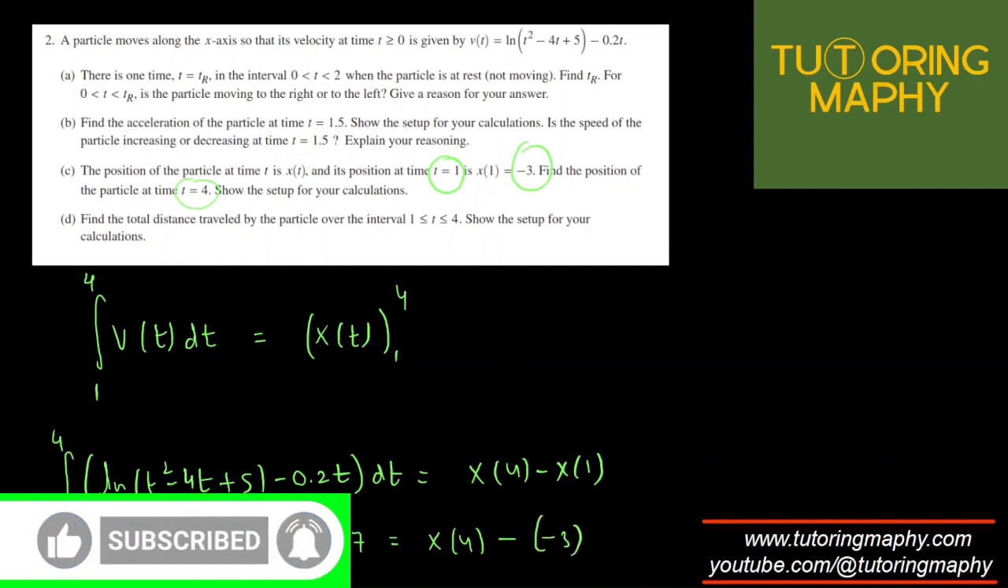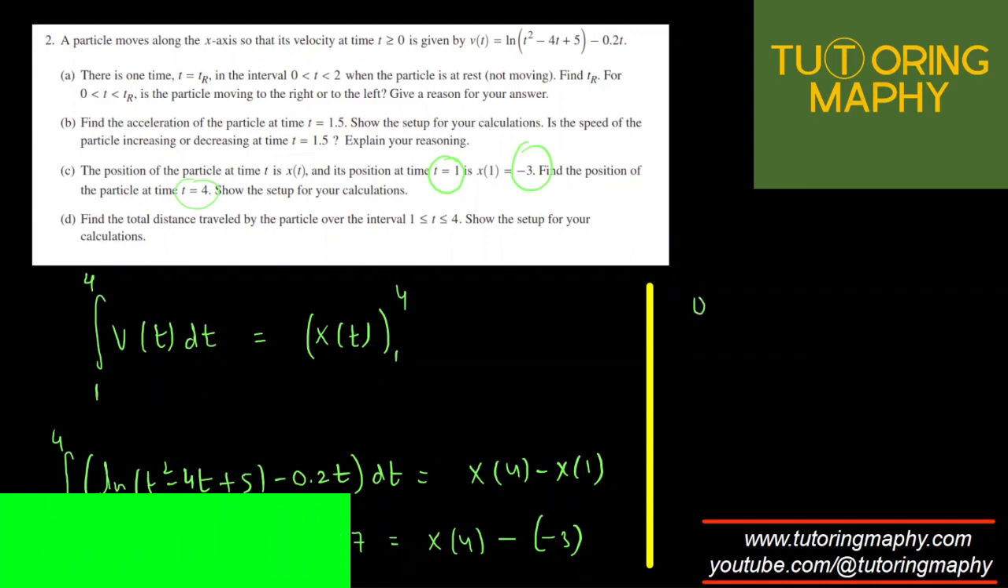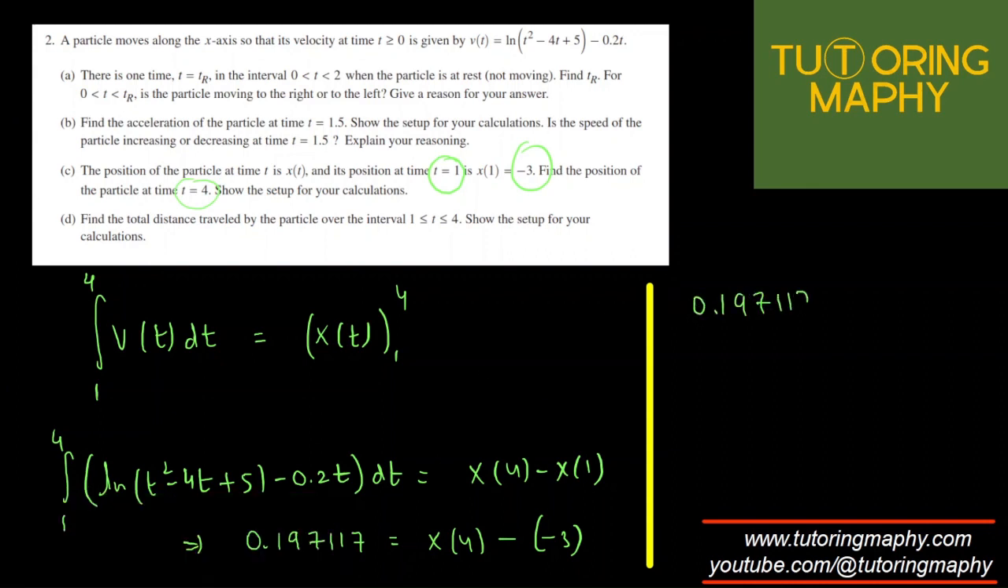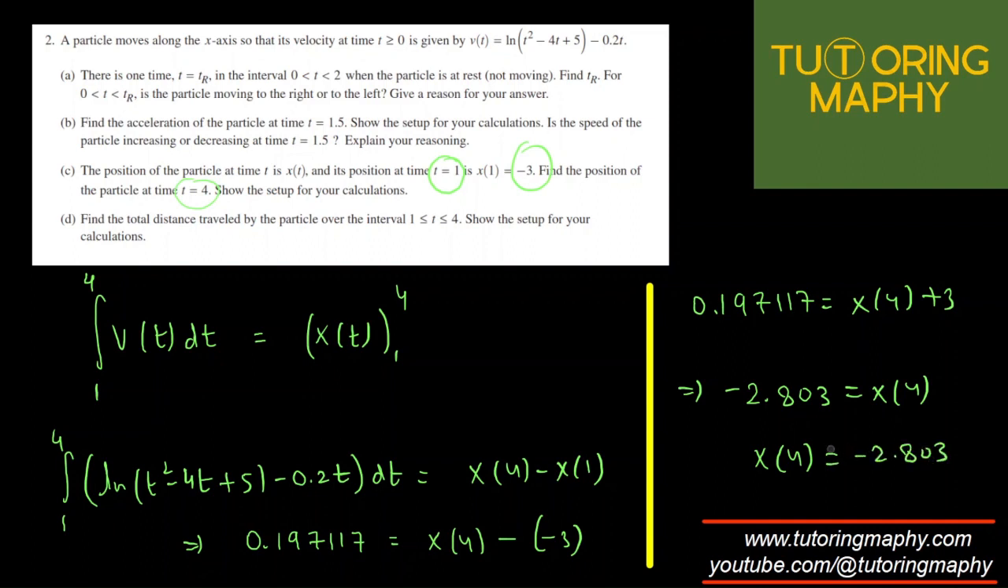So be careful here, we have double negatives. Double negative will make it positive. So 0.197117 is equal to x of 4 plus 3. All we need to do is subtract 3 from both sides. If we do that, the left side will become -2.803 up to 3 decimal places. So x of 4 is -2.803. Units are again not given, so we'll just leave the answer over here. This is the position of the particle at t equal to 4. That's our answer.